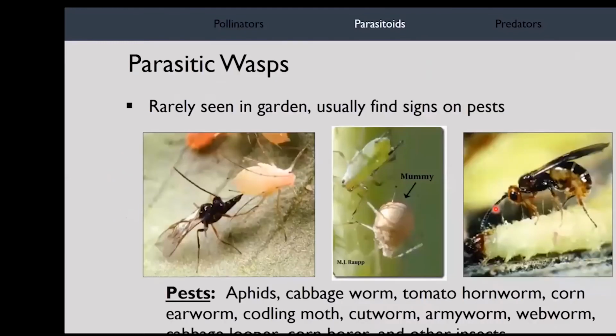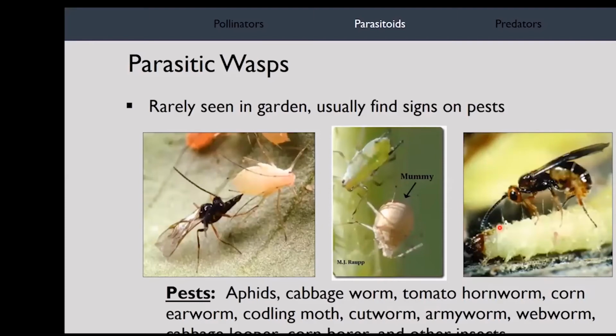Next is the parasitic wasps. So you'll probably not see these very often in the garden, but you'll see signs of the parasitoid there. And so one of the signs, though, is this aphid. This is a before, and this is an after. So that parasitoid actually parasitized the aphid, and it turned into a mummy, right?